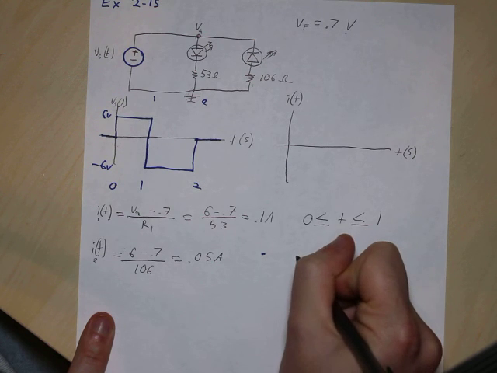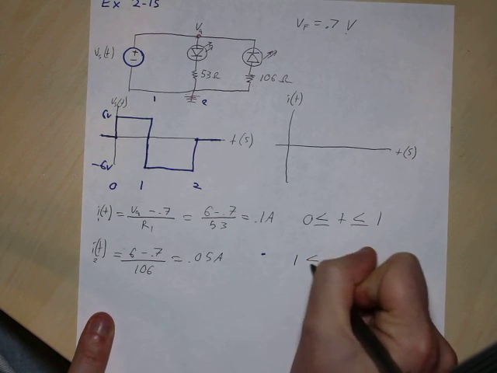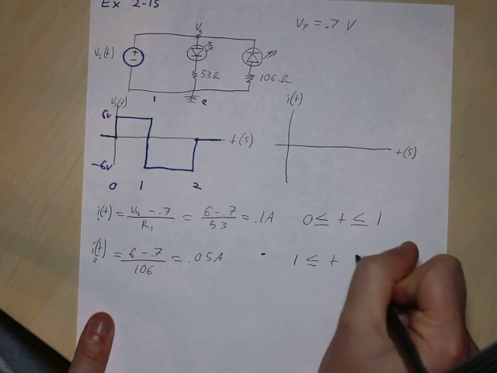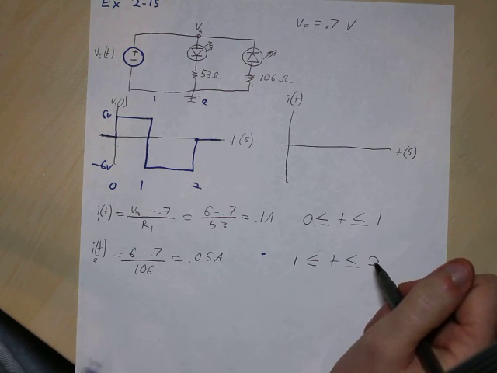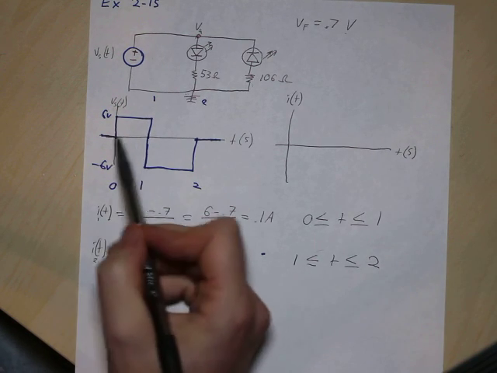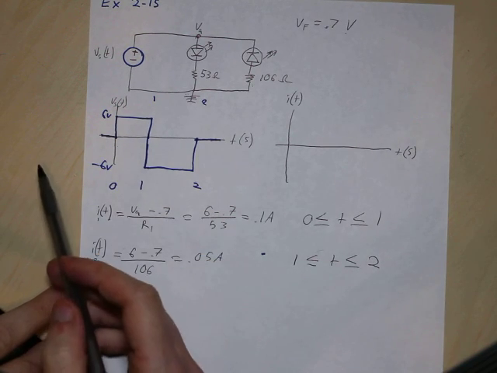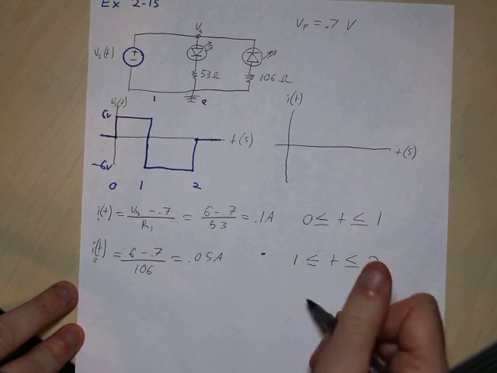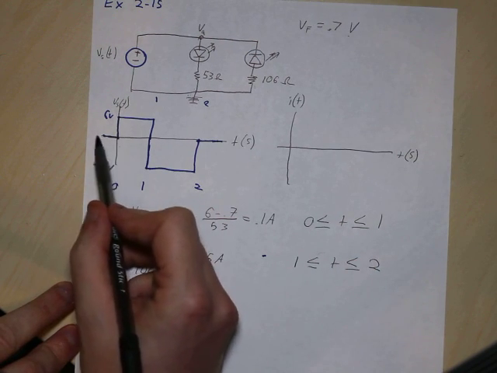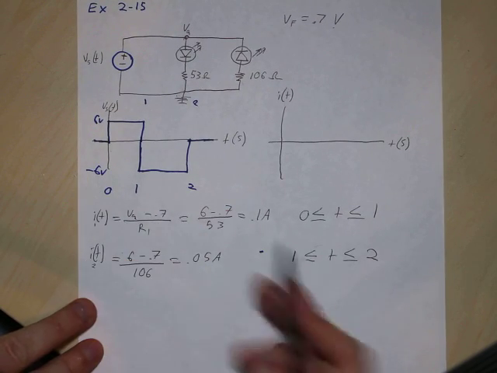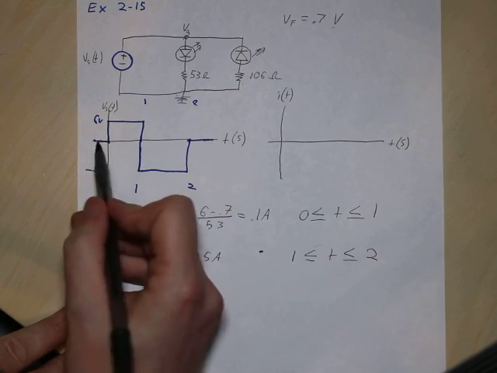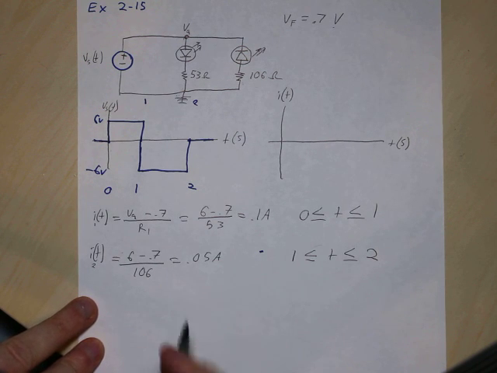And again, this is from a different time. This is from 1 is less than or equal to time is less than or equal to 2. Now finally we have one other time constant from 0. So anything before 0, so minus infinity to 0, we're going to presume that this circuit isn't even plugged in. There's nothing coming out before that. So anything before 0 is going to be 0 in the current.